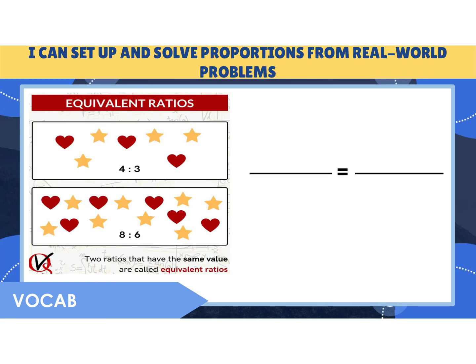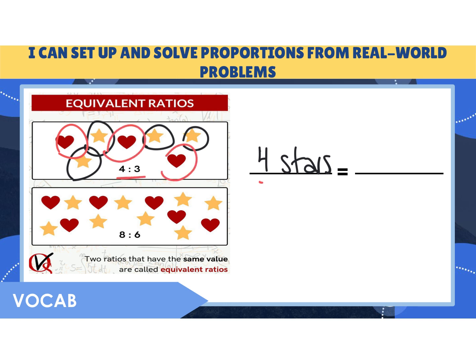So here we have equivalent ratios. We have 3 hearts. Let's start with stars because it goes 4 to 3. So we have 4 stars. So we can put 4 stars over 3 hearts, the ratio of 4 to 3.